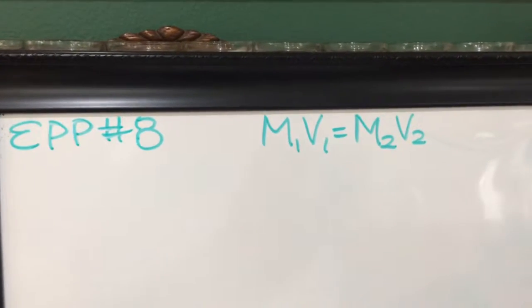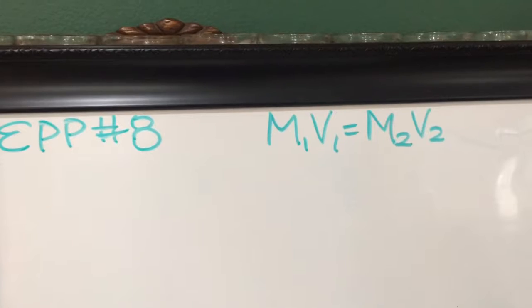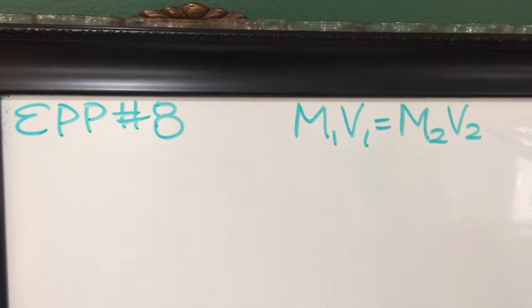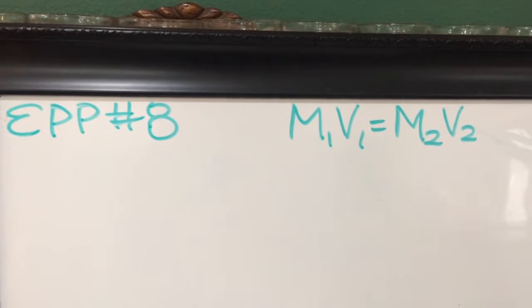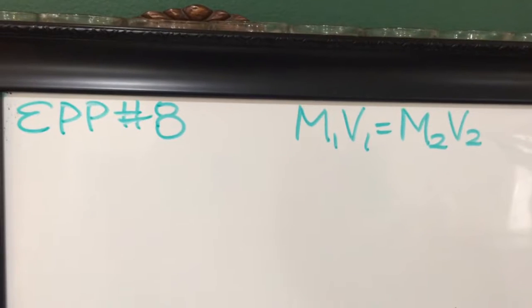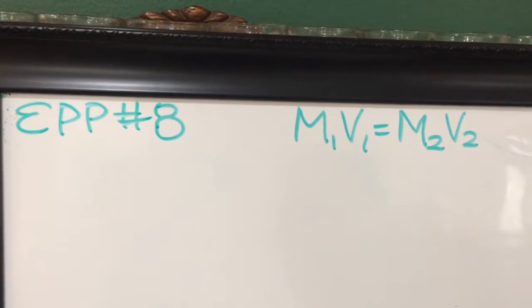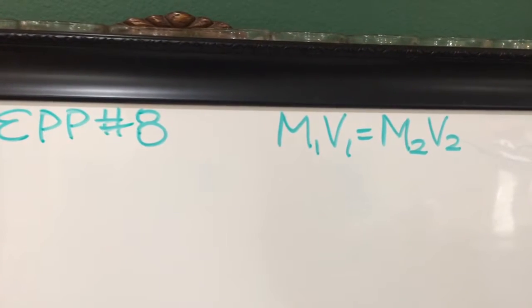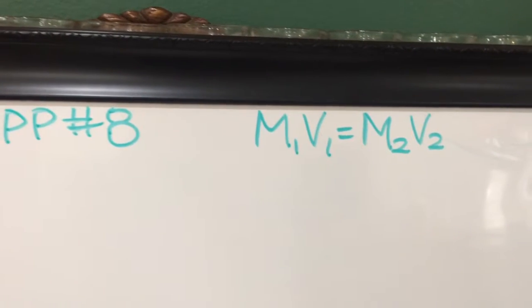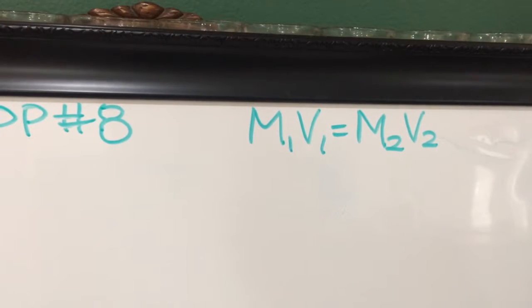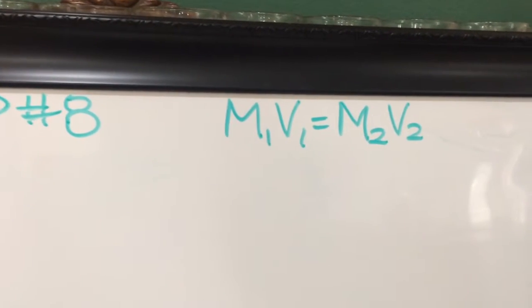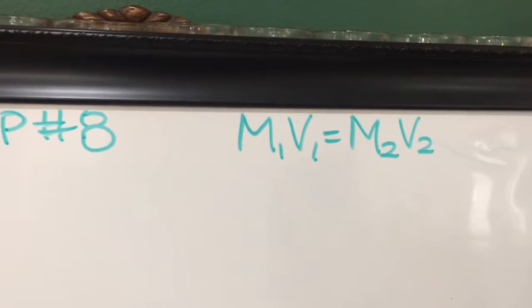Okay, now we're moving to a different type of problem. Look at extra practice problem number 8. We're dealing with dilution, and we're dealing with the dilution equation, which is M1 times V1 equals M2 times V2, where M1 is the original concentration of the solution, and V1 is the volume of the original solution that's going to be diluted. M2 is the desired concentration, and V2 is the final volume of that new diluted solution.